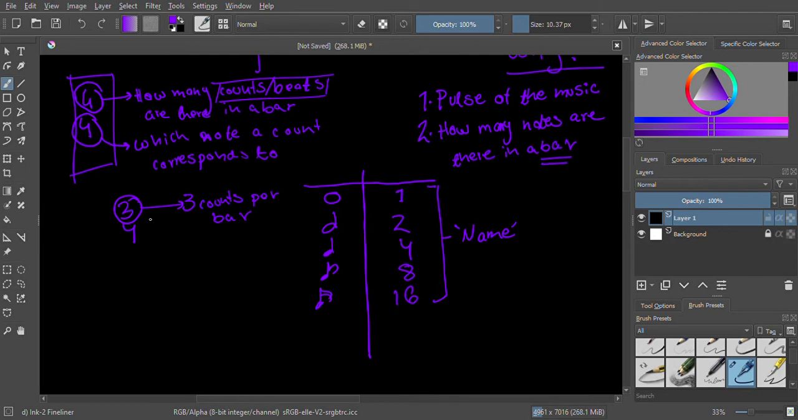So there are 3 counts per bar, and the bottom number is telling me what note each count corresponds to. I encourage you to pause the video and tell me. So I'm assuming you paused it, and indeed this corresponds to a quarter note. So each count corresponds to a quarter note. Let's just sum this up again. There are 3 counts per bar. That means I'm counting it like 1 2 3 1 2 3, and when I write it down, each count corresponds to a quarter note, or each count is worth a quarter note, whichever way you like to conceptualize it.